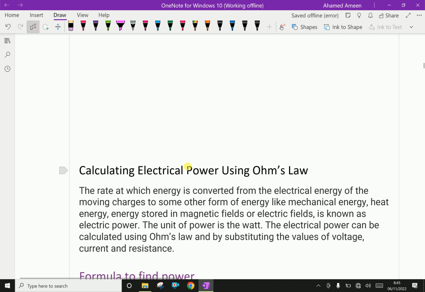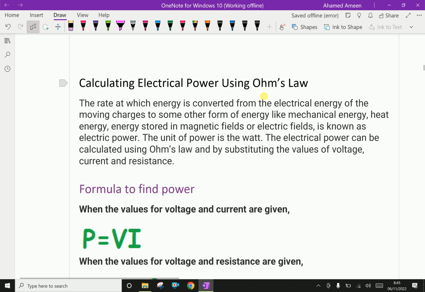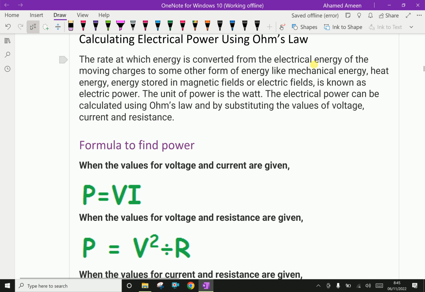Here, calculating electrical power by using Ohm's law. The rate at which energy is converted from electrical energy of the moving charges to some other form of energy like mechanical energy, heat energy, or energy stored in a magnetic field or electric field is known as electric power. Power is actually energy converted within a particular time, that is, per second. Energy per second is power. The unit of power is watt.